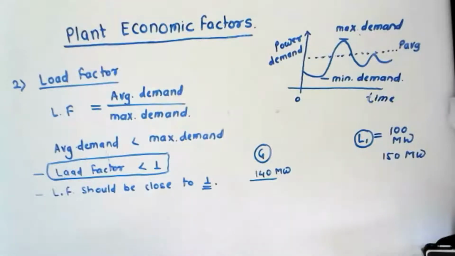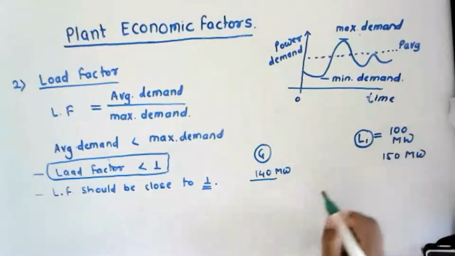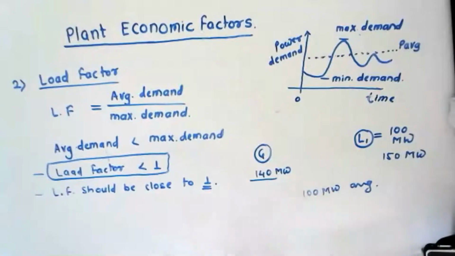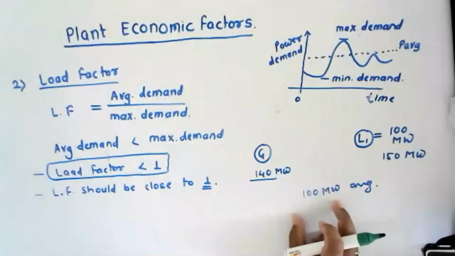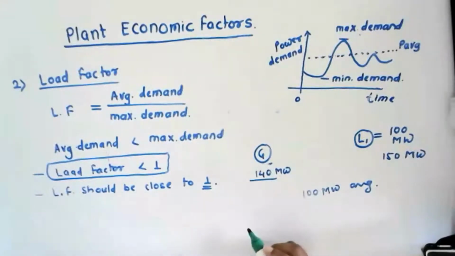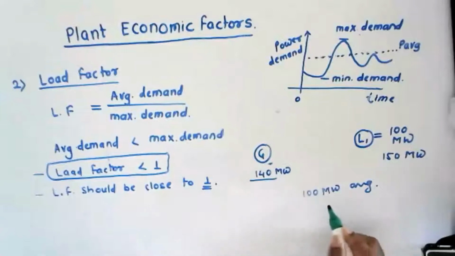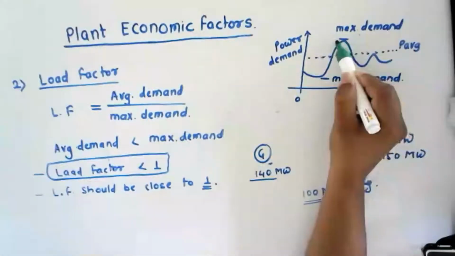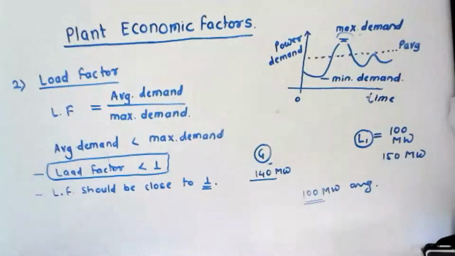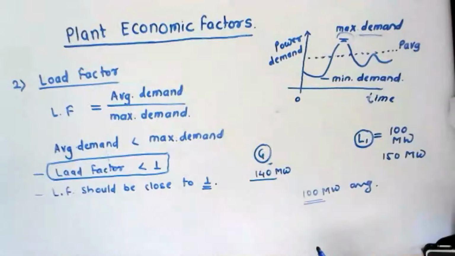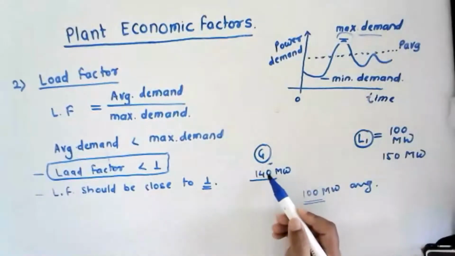So basically, what is going to happen here? 100 megawatt is the average demand, and that average demand is going to be satisfied by the generating power plant. But at a certain point we are going to have the maximum demand, and that is beyond our generating limit.